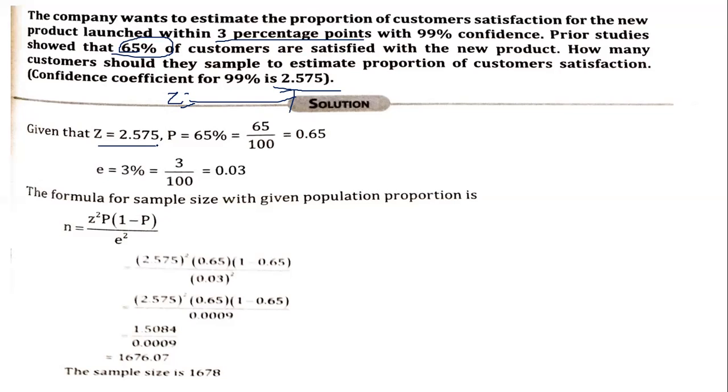Now population proportion. Now population proportion is, it says prior studies, previously when they did, 65% of the customers, see, this is the catch, 65% of the customers. So 65%, percent means divided by 100. So 65% of the customers were happy. So 65 by 100 will give me 0.65. That is the P value. This problem looks a little different, so please understand the problem well.